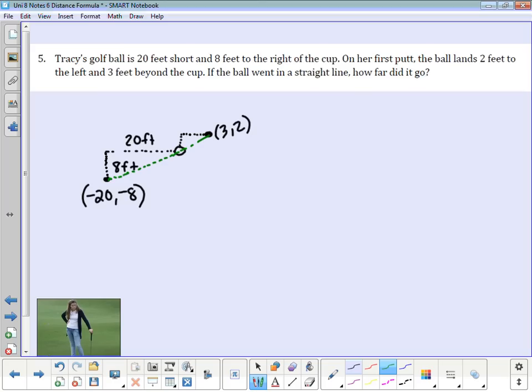where is it? Okay, it didn't go into the cup, obviously, because it's not there yet. But if it went in a straight line, where is it now? What is that distance? How far did it go? So now I'm going to take the distance formula and I'm going to plug those 2 points in. Okay, my difference in x's is 3 minus negative 20. And my difference, oh, don't forget to square that. And my difference in y's is 2 minus negative 8.